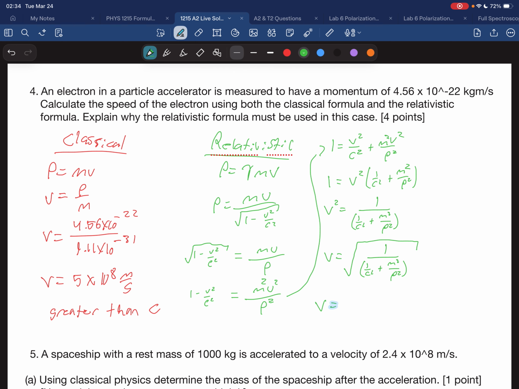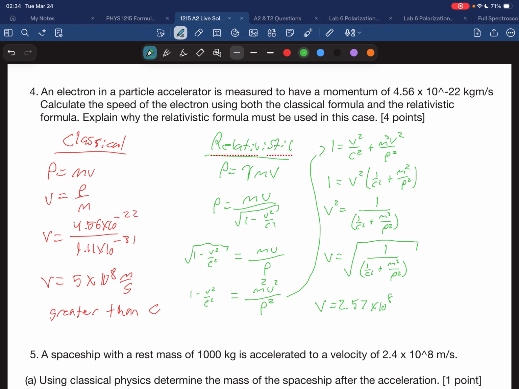So, plugging in everything, we end up getting a value of 2.57 times 10 to the 8 meters per second. So this is smaller than c, the speed of light. It is allowed, so our solution does work, and this is clearly why the relativistic formula must be used for an electron with such high momentum, or such a high speed. So this is why it must be used.